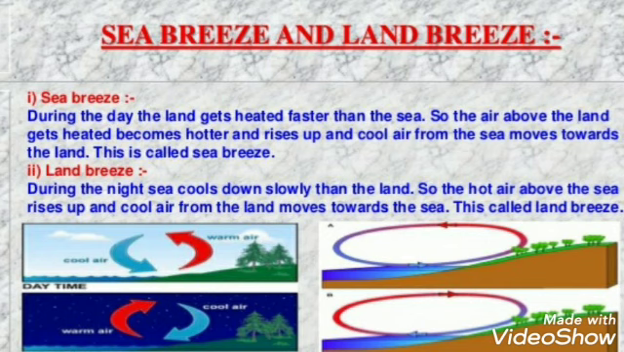Sea breeze, during the day the land gets heated faster than the sea. So the air above the land gets heated, becomes hotter and rises up, and cool air from the sea moves towards the land. This is called sea breeze. During night, sea cools down slowly than the land. So hot air above the sea rises up, and cool air from the land moves towards the sea. This is called your land breeze.